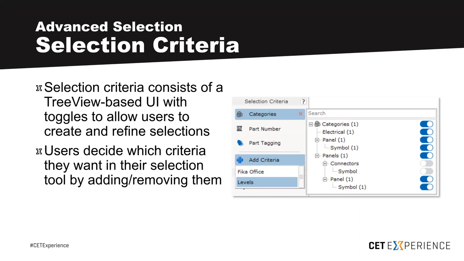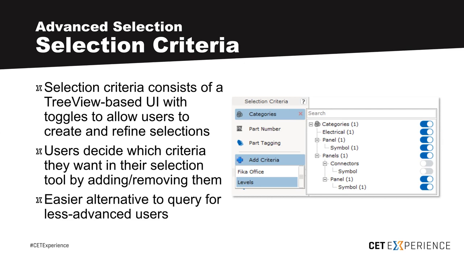Nice thing about this tool, user gets to decide which criteria they care about. So if a user finds himself not actually using categories very much, or at least not using them to select things, they can hit that little X next to that categories label and it'll get rid of it temporarily. They can always bring it back from the add criteria dropdown, and that add criteria dropdown is what they would use to find things that maybe don't show up by default. So the default factory setting is when you open the advanced selection tool, you'll get categories and part tagging criteria, but we have part number, we have levels, and depending on what other extensions you have, you may have other things as well.